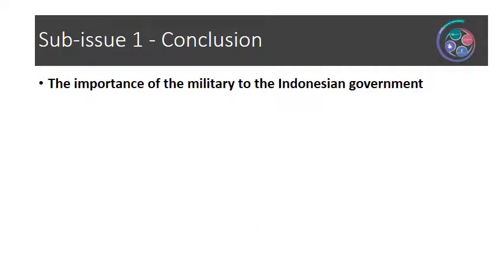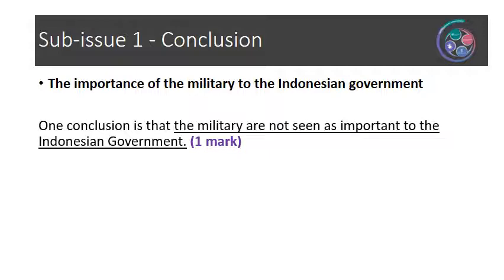So now that we've had some time to read and highlight information to help us perhaps make a conclusion about the first bullet point, let's practice the process in writing a 3-mark response. To begin, what you should do is write down the first bullet point, so the importance of the military to the Indonesian government. You may then look to use a structure similar to the one now appearing on the screen. One conclusion is that the military are not seen as important to the Indonesian government. Now that conclusion would get you 1 mark.